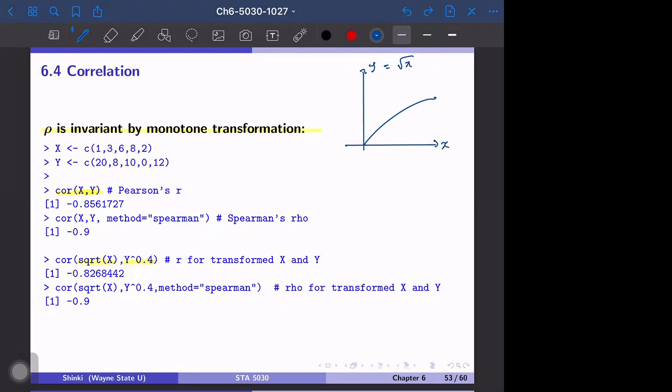But the correlation coefficient, Pearson's correlation, changes from negative 0.856 to negative 0.826. But Spearman's correlation, since we only think about order, doesn't change by monotone transformation. So this does not change, negative 0.9. So it's good. In mathematics, if some quantities are invariant, this is useful.